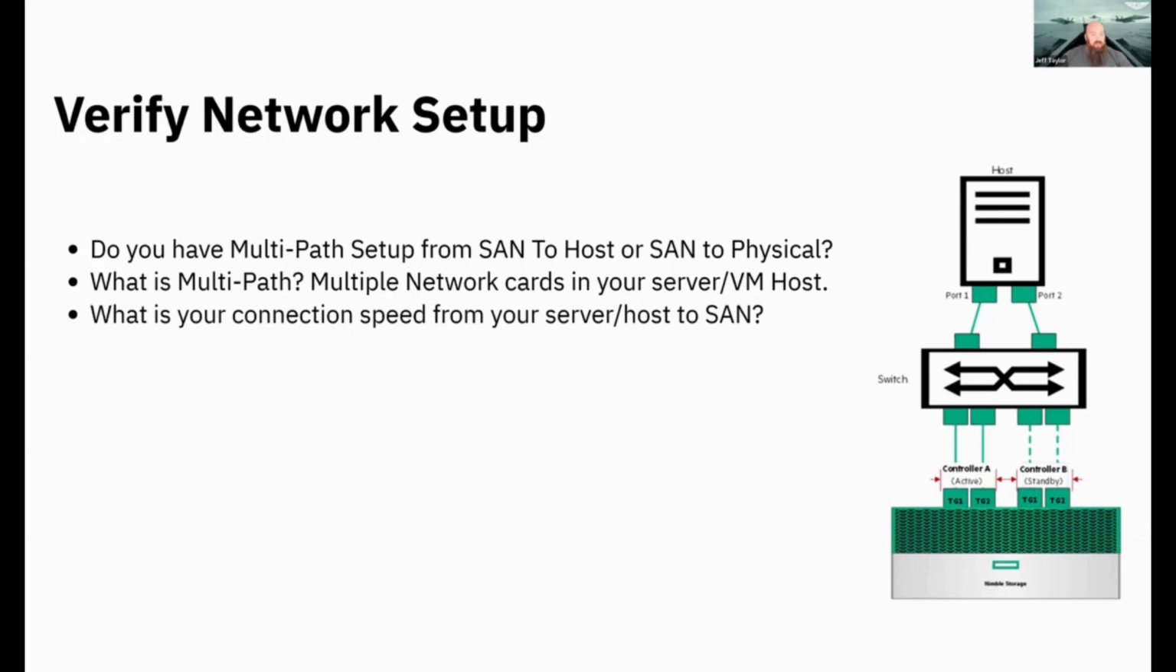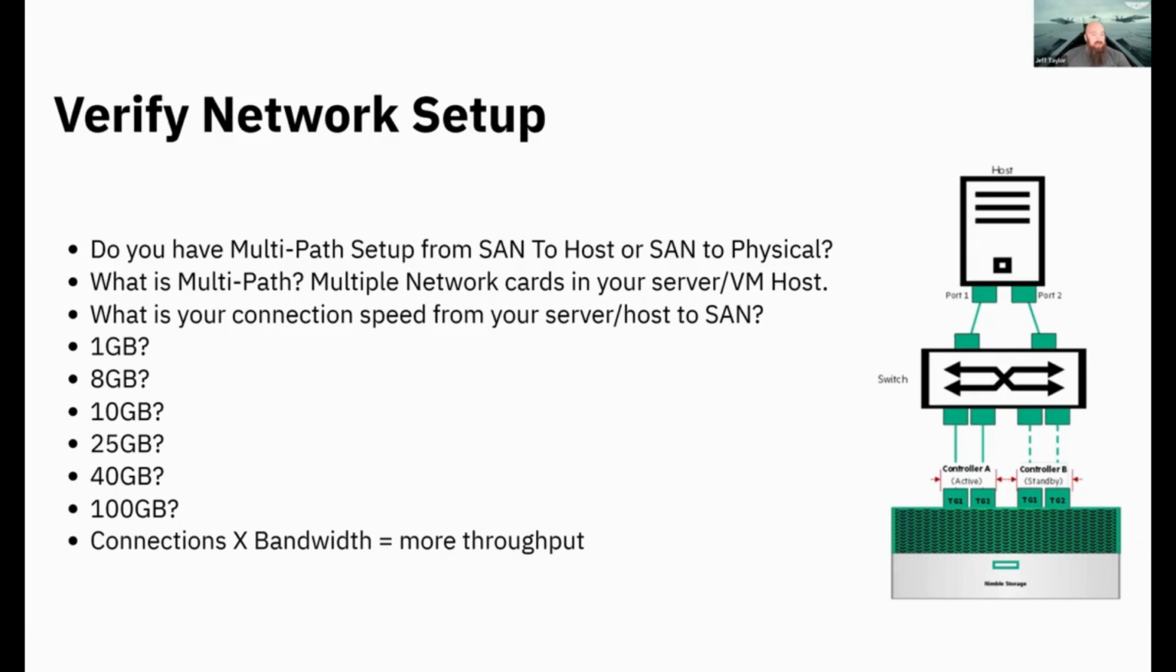So the next question is, what is your connection speed from your server host to your SAN? If you know, go ahead and put it in there. Is it 1 gig? Is it 8 gig? Is it 10 gig? Is it 25? Is it 40? Is it 100? Every connection you have between your host, your server, and your SAN means you have more bandwidth. So the one client I was showing you an example of that I helped, they had a 1 gig connection between their host and their SAN. And let me tell you, it's not going to go very fast when you have 15, 20 or more SQL servers between your VM and your SAN. If you only have 1 gig, you're going to experience a lot of latency.